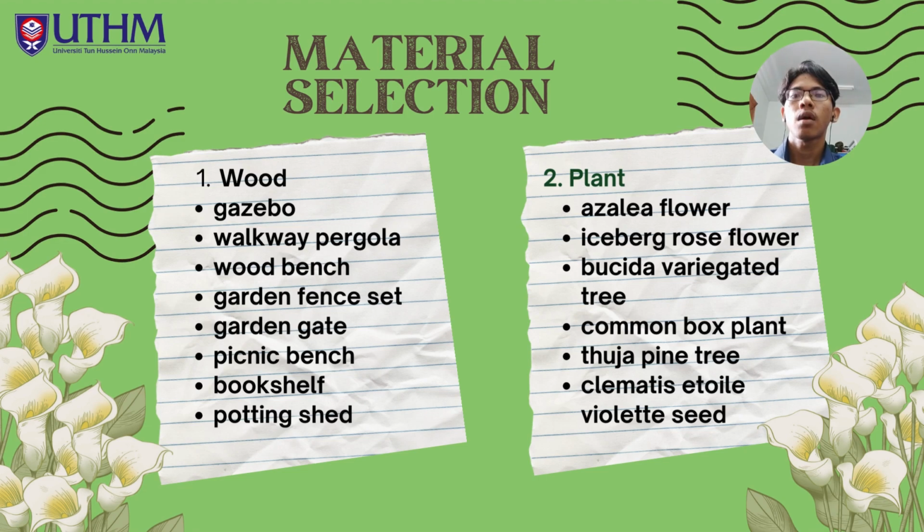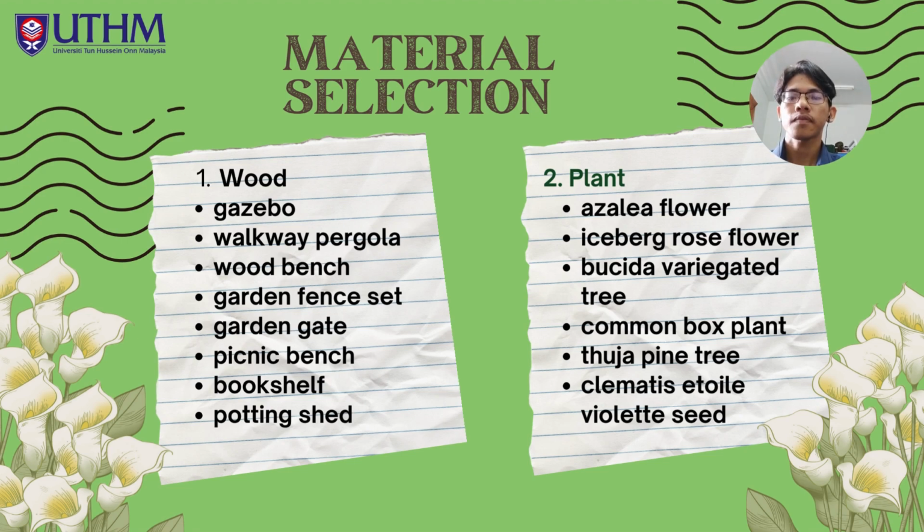Material selection: the gazebo, walkway pergola, wood bench, garden fence set, garden gate, picnic bench, bookshelf and potting shed are made of wood. We select wood as a material because it is a suitable hardscape material. A suitable hardscape material is essential to creating a stunning and useful outdoor area in landscape design. Wood has grown in popularity as a hardscaping material in recent years. It is not only an environmentally responsible and sustainable choice, but it also gives any outdoor space a cozy, natural feel.